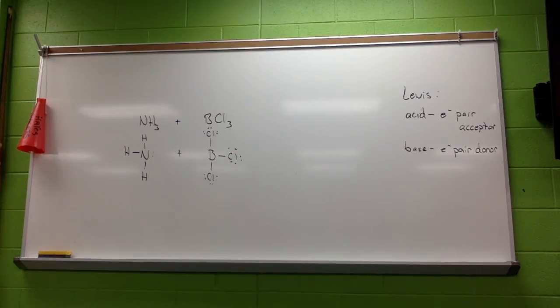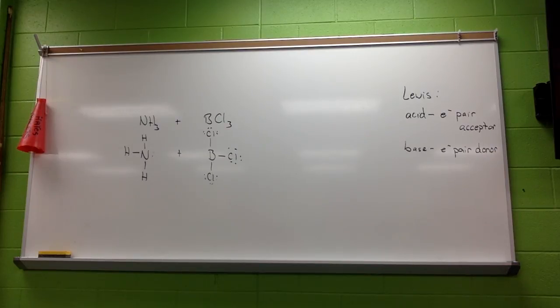Is that an acceptable Lewis structure for boron trichloride? No. Why not? Oh, the boron has to have an octet of electrons. Well, let's think this through.